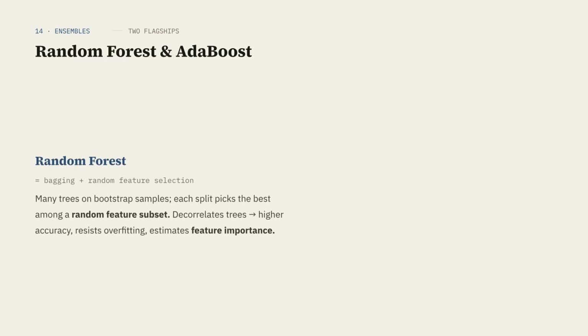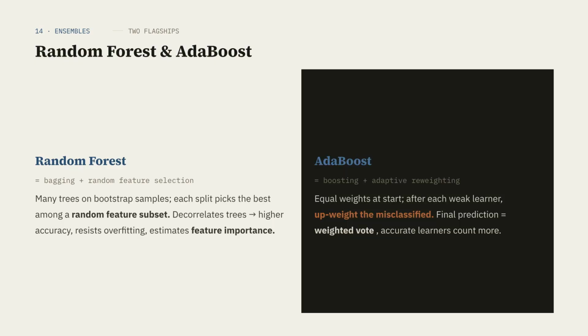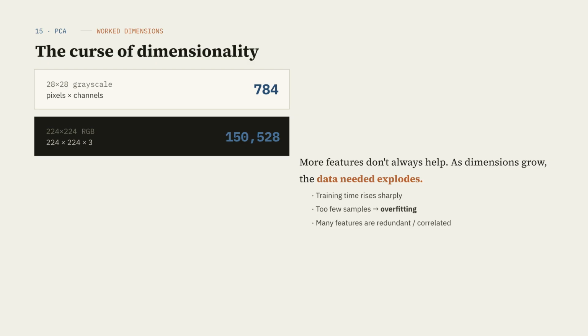Random Forest and Ada Boost are 2 primary ensemble flagships. Random Forest is an advanced bagging method that decorrelates trees by randomly selecting feature subsets at each split. Ada Boost uses adaptive reweighting. It starts with equal sample weights and increases the importance of misclassified examples after each round, ensuring subsequent models focus on the hardest tasks.